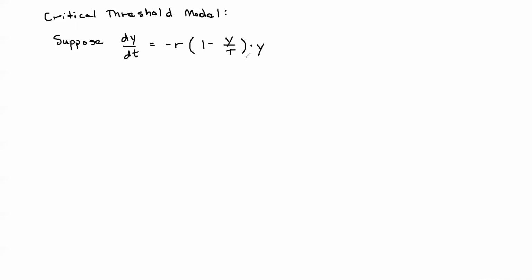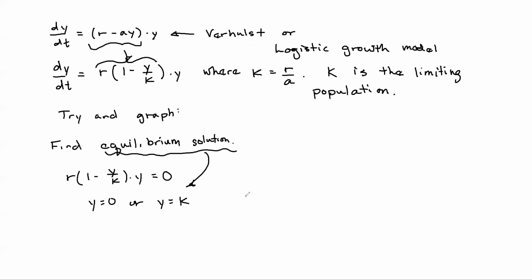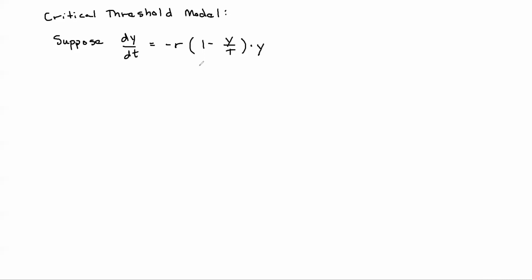Okay, in terms of going through the process that we just did on the last one, what did we do first, right? What did we do first to go through and create this picture? We started off with equilibrium solutions. So you want to go through and find the equilibrium solutions first. To do that, take this, right? So this is f of y. Take f of y and set it equal to 0. So we're going to have negative r times 1 minus y over T times y equals 0. And then if you solve it, you're going to get y equals 0 or y equals T.